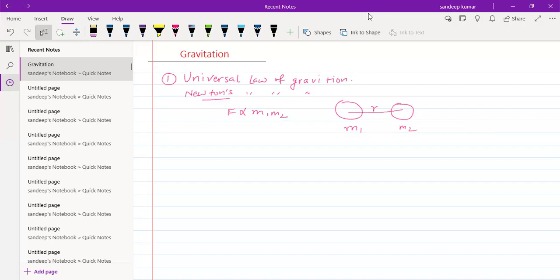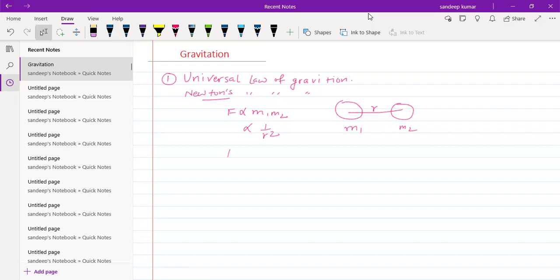That force F is directly proportional to the product of their masses. It means if the masses are more, force is more. And it is also inversely proportional to the square of the distance between them. It means if distance is more, force is less. These are the two statements he told: there exists a force between any two bodies in the universe, directly proportional to the product of masses and inversely proportional to the square of the distance between them.